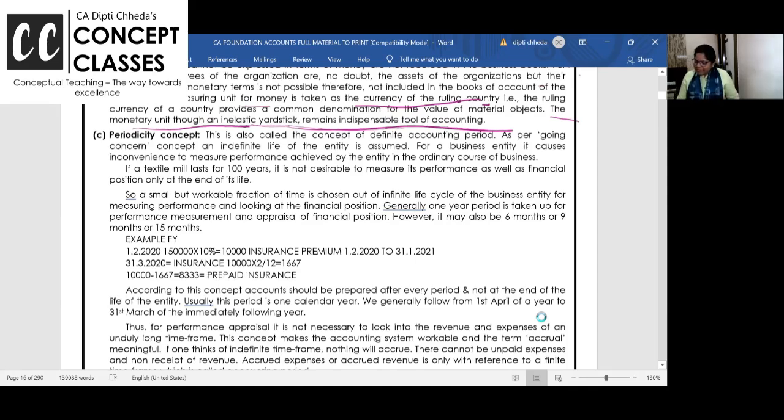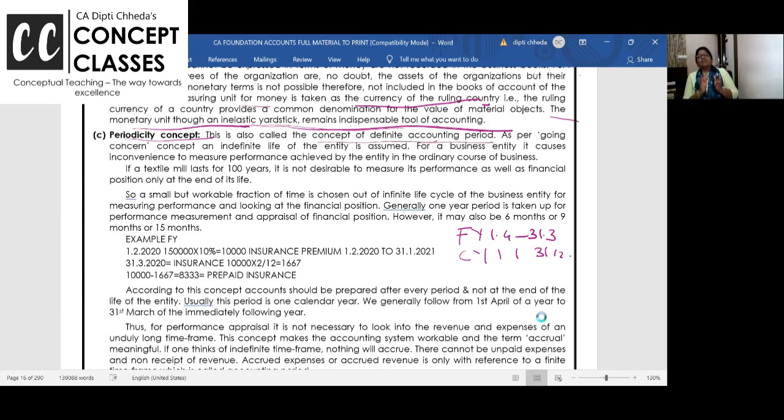What did I say? What is the financial year? 1st April to 31st March. What is the calendar year? January to December. So this says that financial books of accounts are generally for 12 months. You will record for 12 months. So periodicity concept says salary, rent, depreciation, you will always charge it generally for 12 months. This is called the concept of definite accounting period.